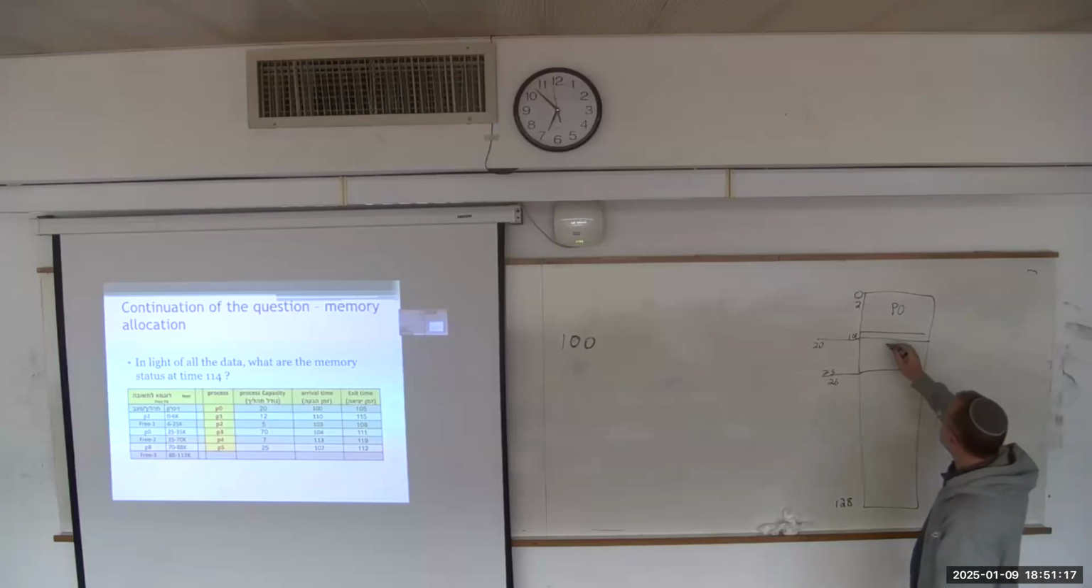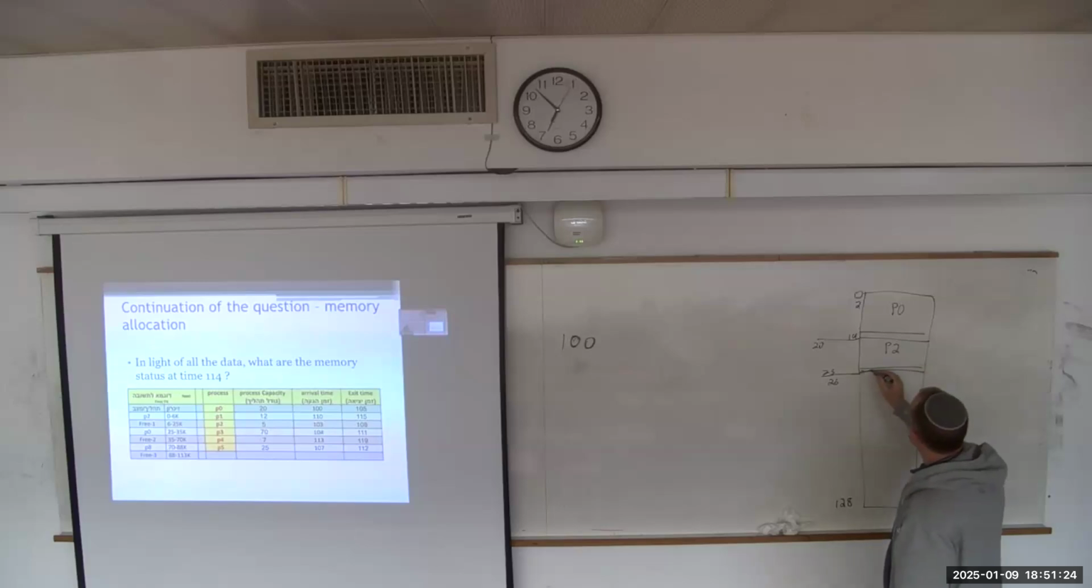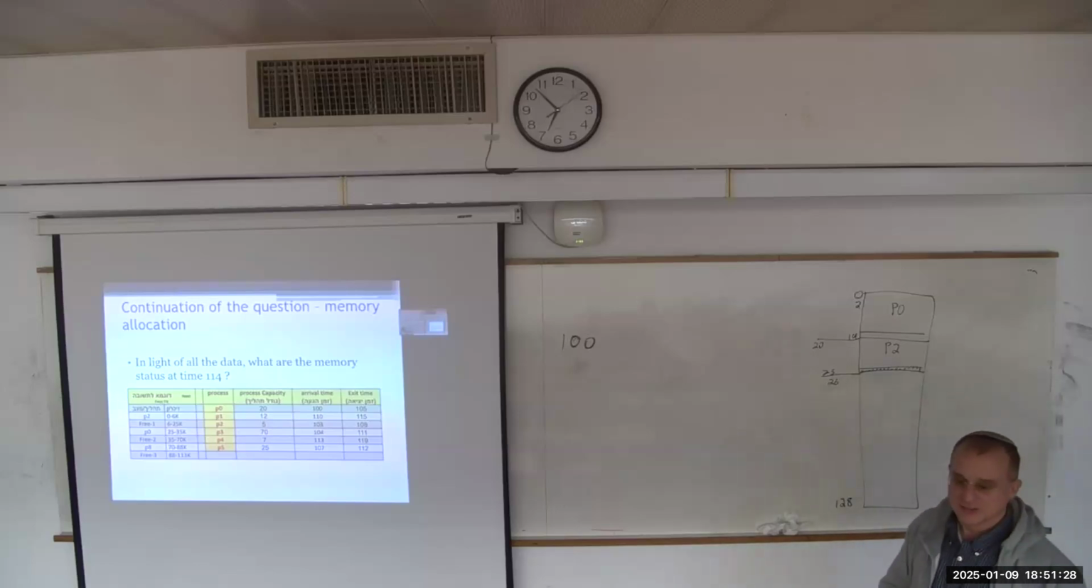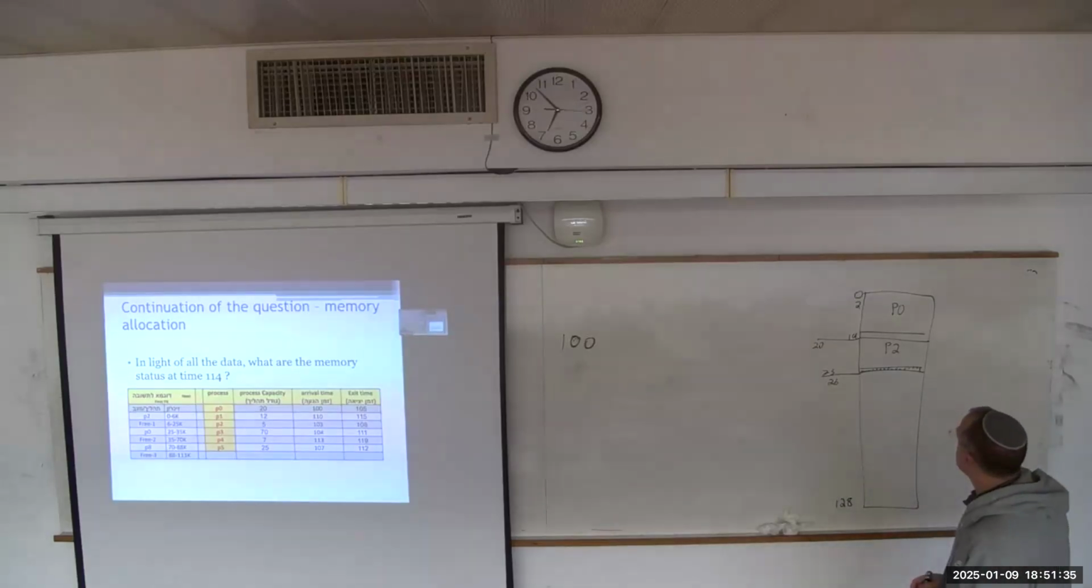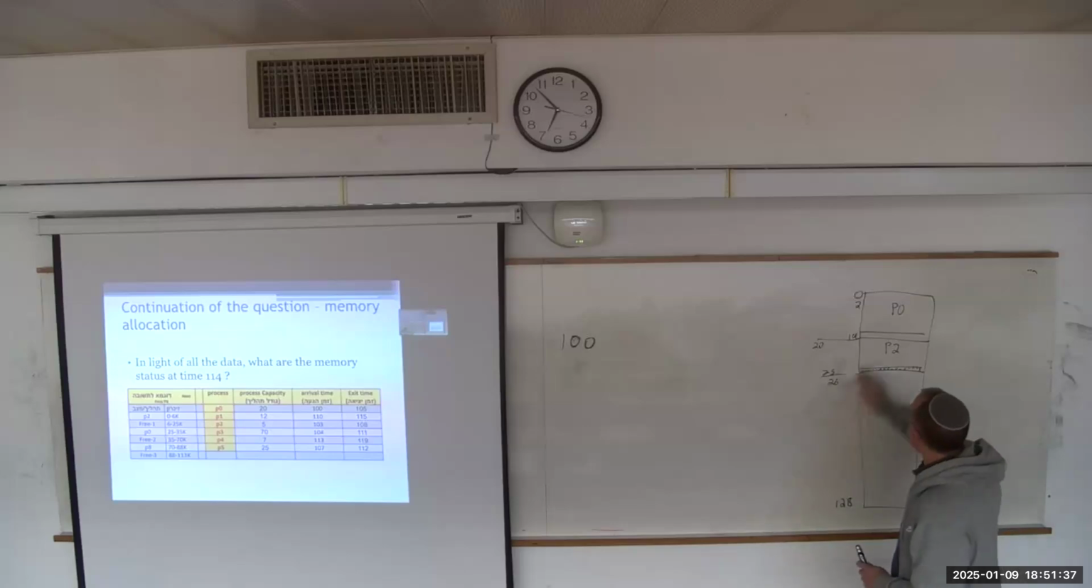So this is P, this is P what? P2. And let's do it like this. Let's mark off internal fragmentation, just for the sake of noting it to ourselves. That's internal fragmentation, not external fragmentation. Alright. Now it's P3. Let's get rid of this line here.